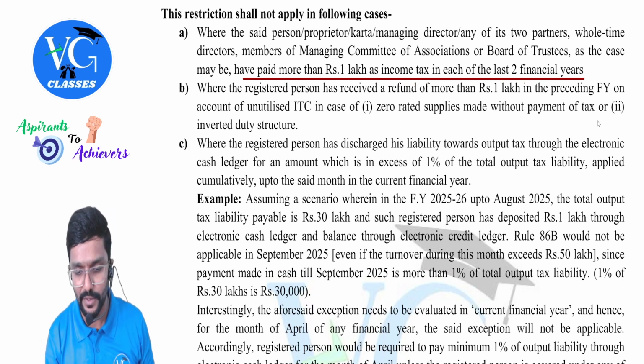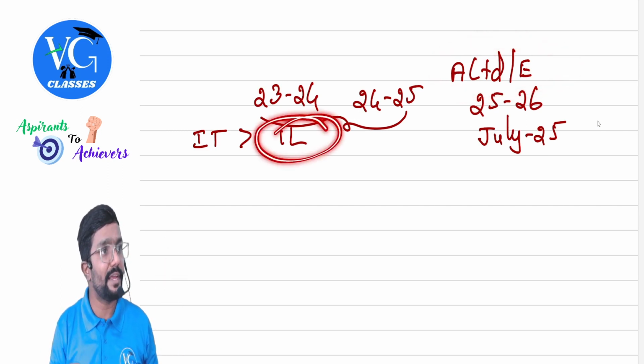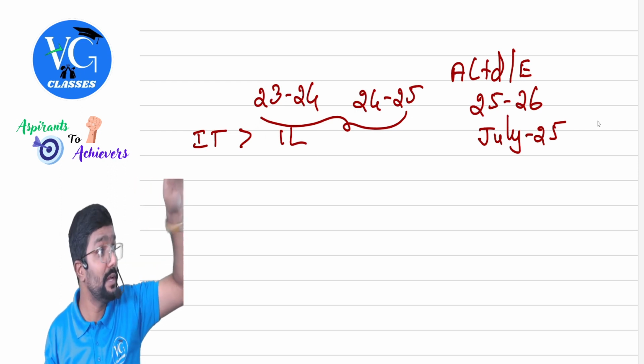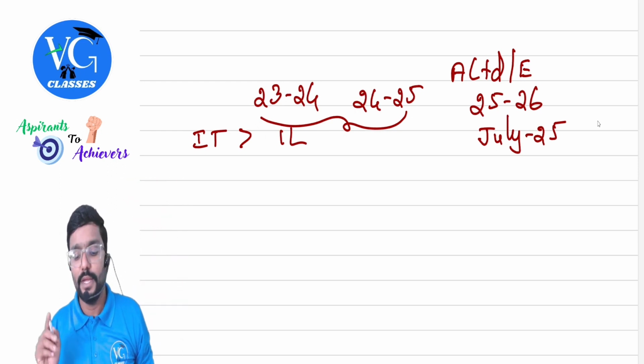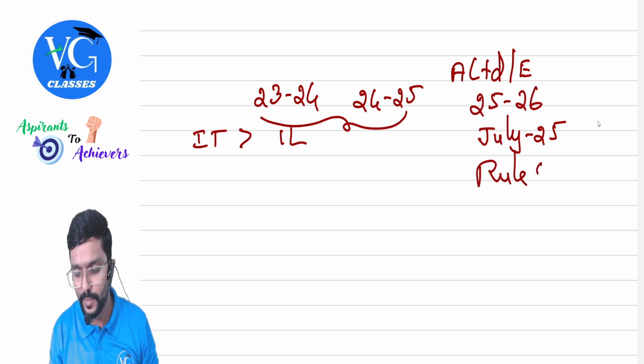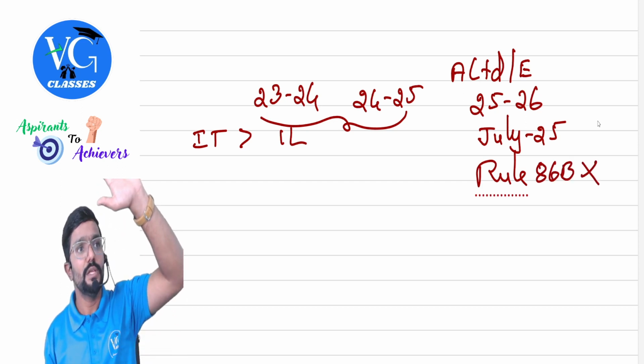For example, listen here. Sir, if A Limited or this entity has paid income tax of more than 1 lakh, in which year? In both the years. Last 2 years. Both the years, not any one. Both. In the current year, is Rule 86B applicable, people? No, sir. Rule 86B is not applicable. Hope you're understanding.